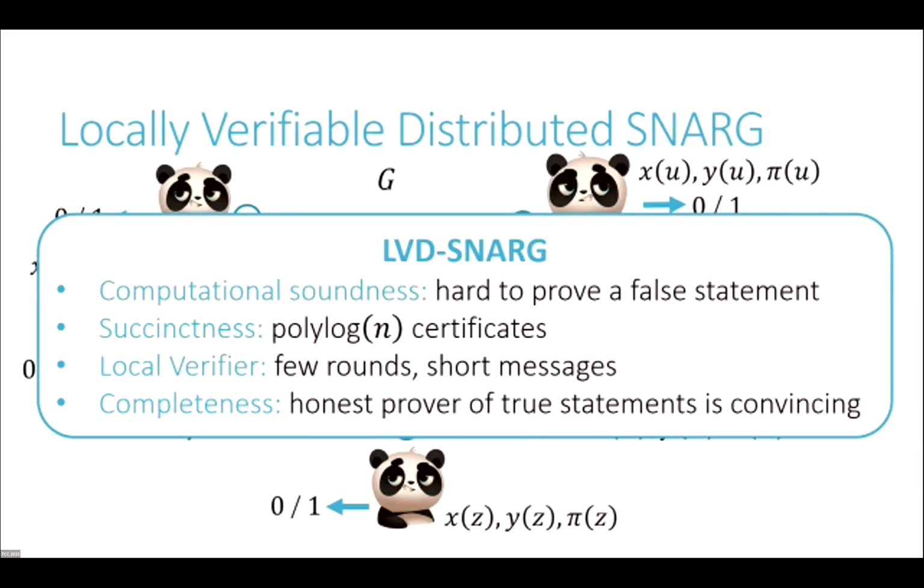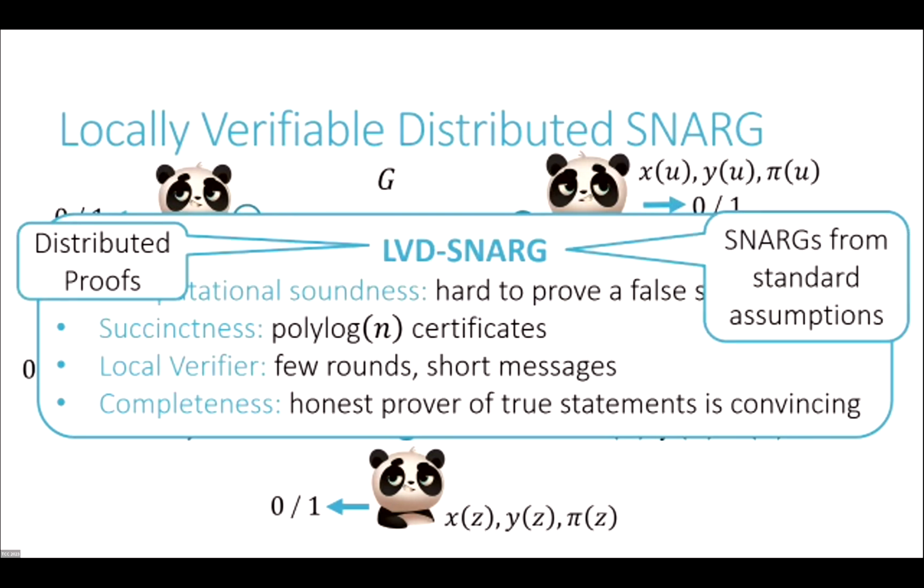We call this a locally verifiable distributed SNARK, or LVD SNARK for short. It's a computationally sound proof system for distributed computations where the certificates to the nodes are succinct. The verification process is a local algorithm, meaning it takes only a few rounds using short messages. And of course, the usual completeness requirement holds as well.